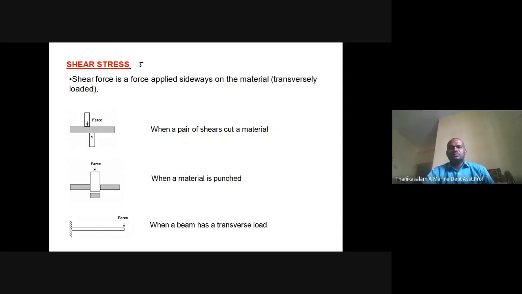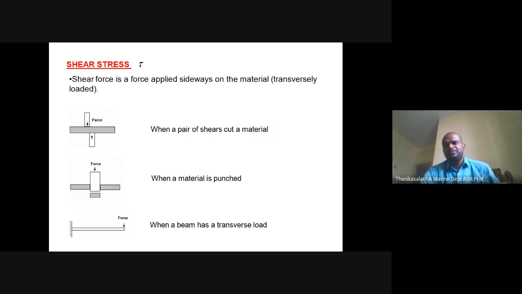See here, on one of the metal pieces I applied force at some distance. The shear force is a force applied sideways on the material, transversely loaded. Like that, when in your hands, this is shear. Similarly, I can say the scissor. When using scissors, the one is sliding over the other. This is called shear, when a pair of shears cuts the material.